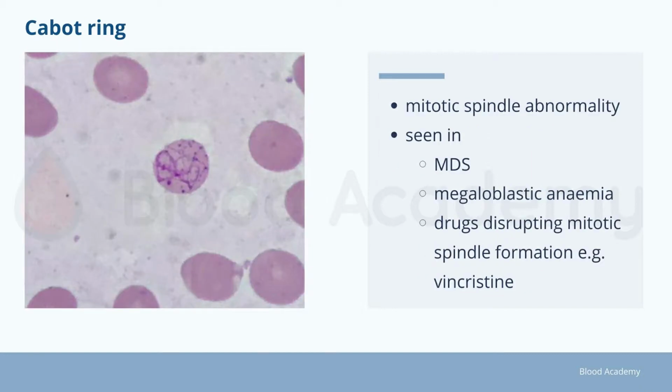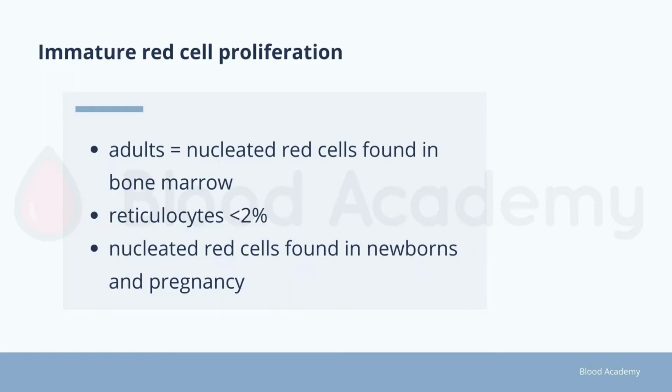A Cabot ring is a thin structure resembling a figure of 8. It is formed by abnormal mitotic spindle formation. It is seen in myelodysplastic syndrome, megaloblastic anemia, and where patients have received drugs that disrupt the normal mitotic spindle formation, such as vincristine. Up until now, we have concentrated on the main morphological changes related to the mature red cell. In this section, we will focus on the conditions related to the proliferation of erythroid precursors in the blood.